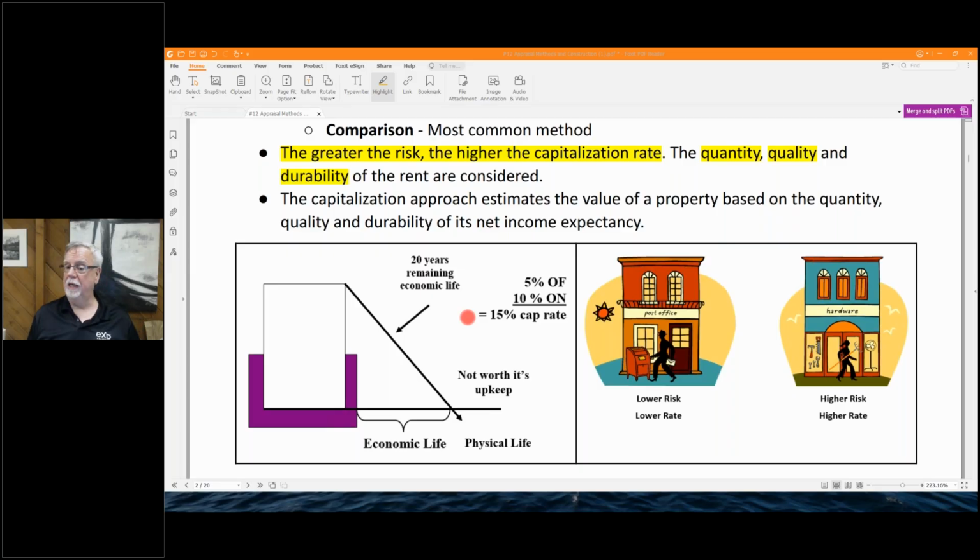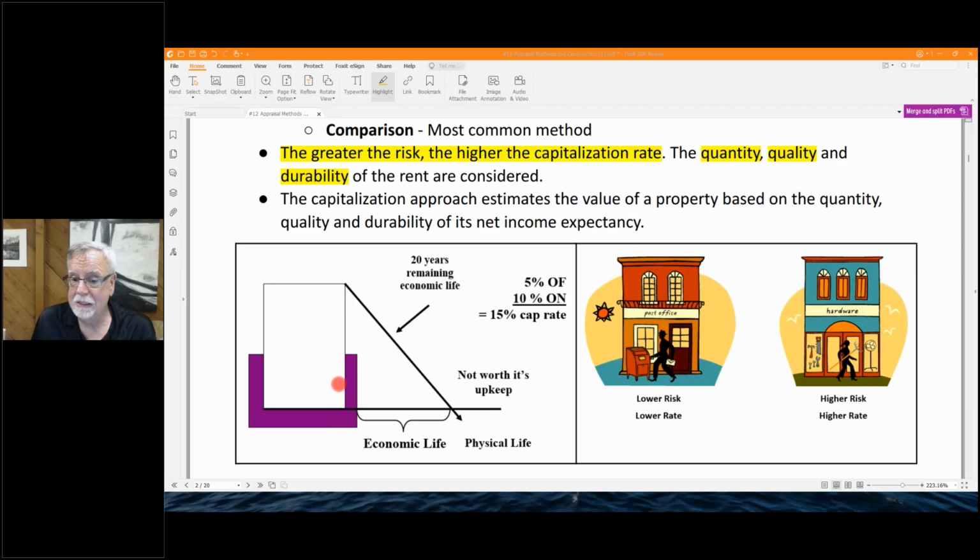Now, remember I said a couple times that the cap rate is the most difficult part. I'll give you an example. Would the cap rate for the land be the same cap rate as the building? And the answer is no. Why not? Because land does not have a limited economic life. It'll be here when we're gone.